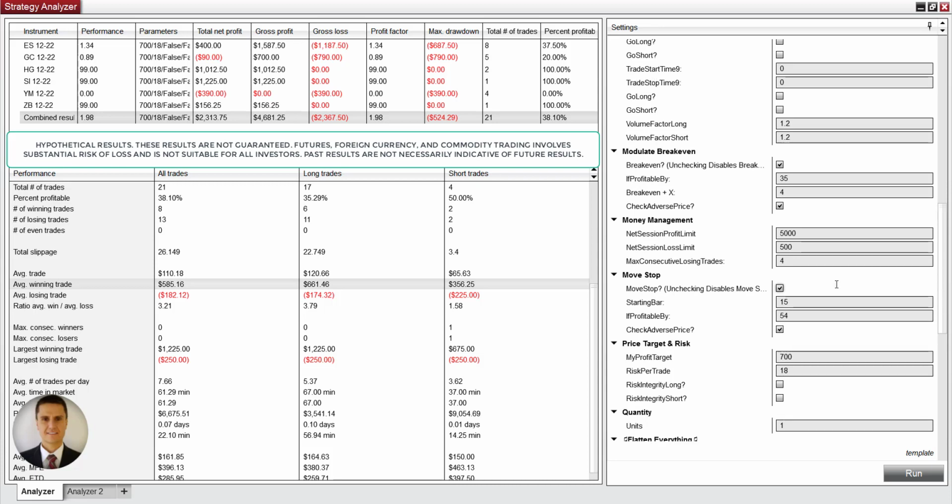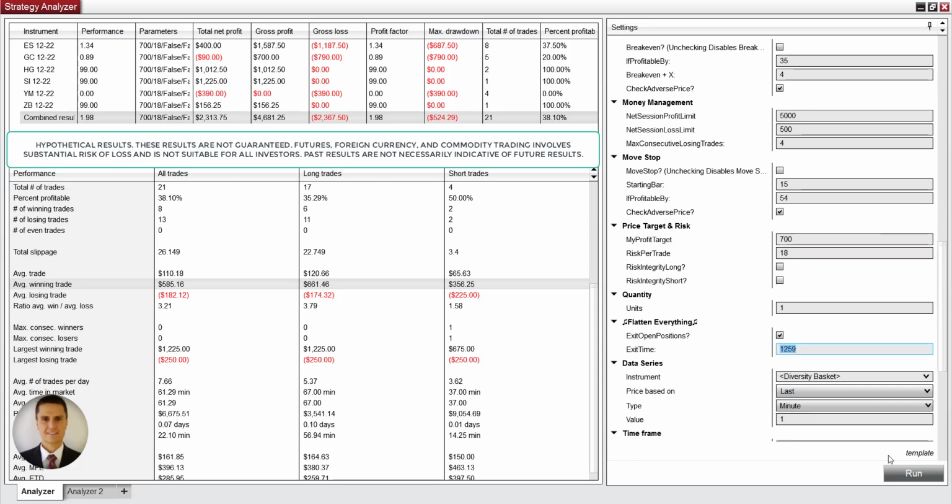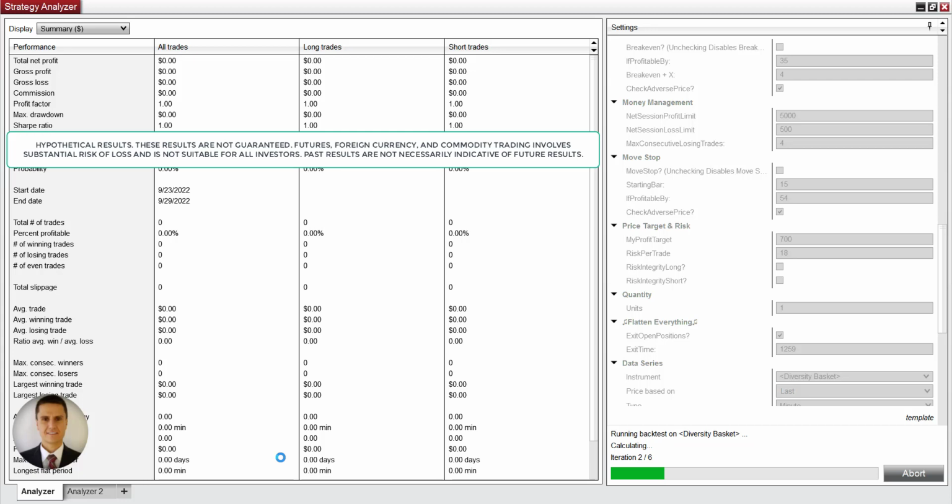Okay, so let's do some tests here. Let's say we decided not to use break even, and we didn't want to use move stop either. What are the results going to be then? So basically what we're saying is we're only going off of 3 potential exits: profit target, stop, or flatten everything. Okay, those are the 3 exits. So let's run it again and see what happens.